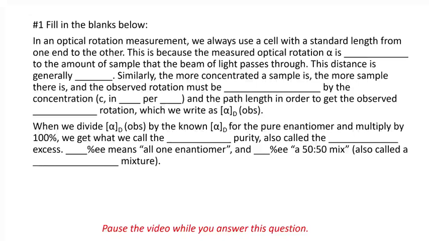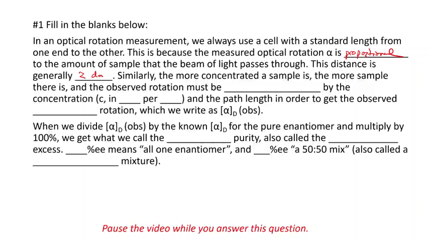Okay, here we go. In an optical rotation measurement, we always use a cell with a standard length from one end to the other. This is because the measured optical rotation alpha is proportional to the amount of sample that the beam of light passes through. This distance is generally 2 decimeters, where a decimeter is 10 centimeters.